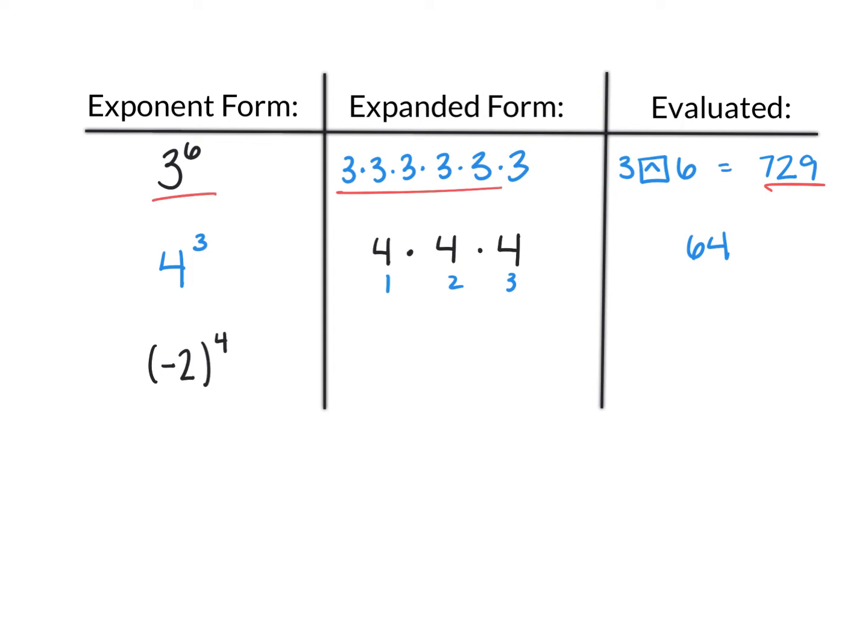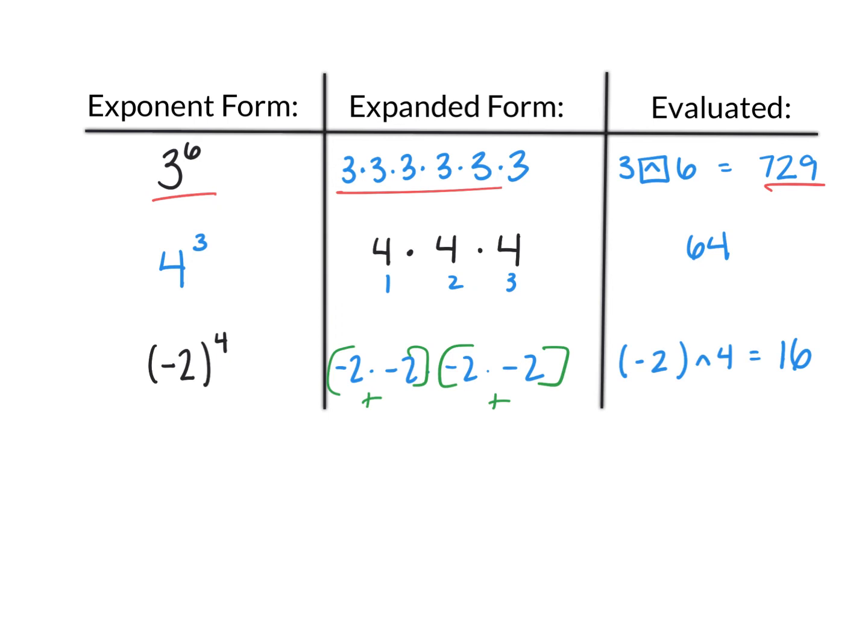The last one is negative 2 to the 4th power. Again, what that means is negative 2 multiplied by itself a total of 4 times. If we were to evaluate that, you would actually need to use the parentheses on your calculator. We'll talk about why in a second, but negative 2 to the 4th power would equal a positive 16. If you're wondering why it would be positive, we can look real quick that these two would cancel and these two would cancel, leaving you with a positive answer.